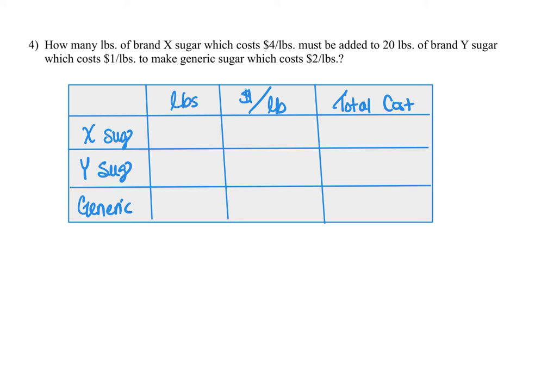And so my X sugar, it says how many pounds. Anytime you see the words how many, what are you going to put there? A variable, right? Do I know how many pounds of X sugar? I don't, so I'm going to put a variable there. Do I know what X sugar costs per pound? I do. It's $4. All right. Brand Y sugar. Do I know how many pounds of brand Y sugar I have?